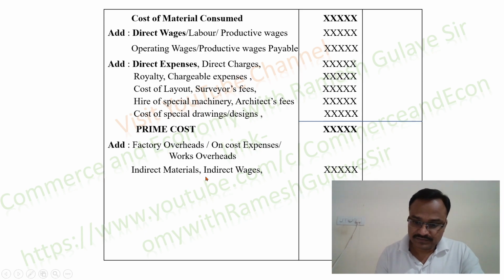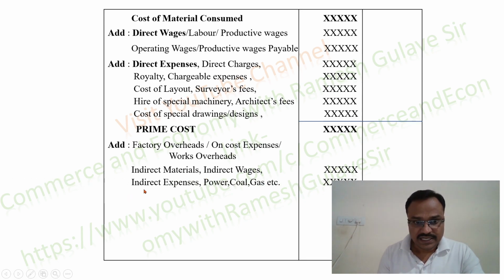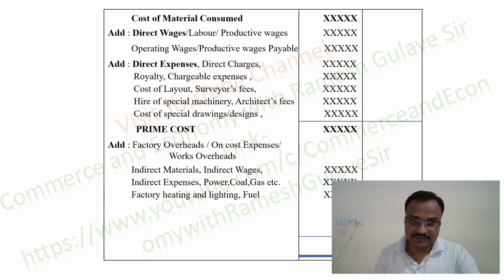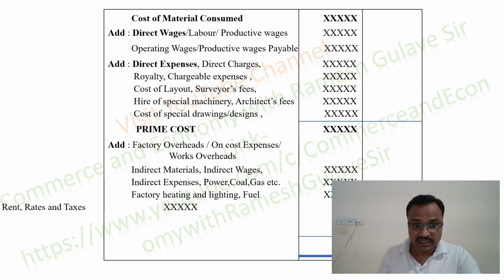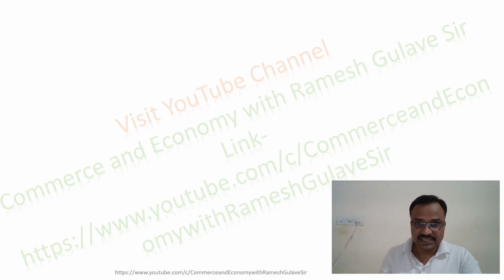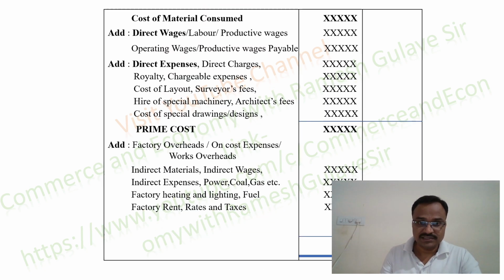So here, just memorize these points. Then indirect expenses, power, coal, gas, okay, all these are considered as factory overheads. Then factory heating and lighting, fuel, then factory rent, rates and taxes, these are the factory overheads, right?